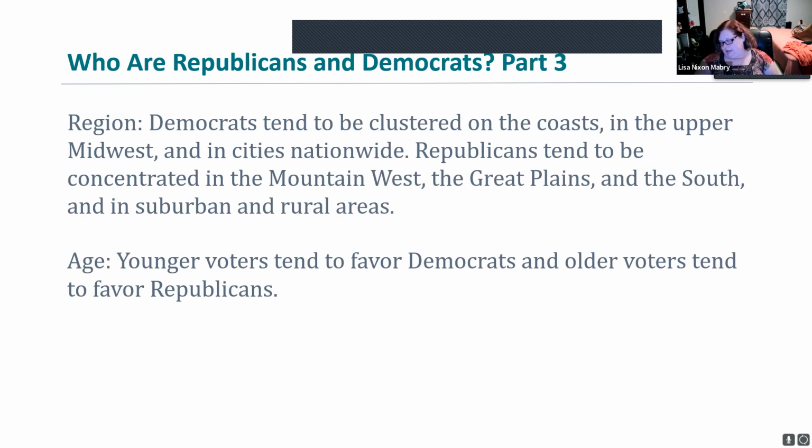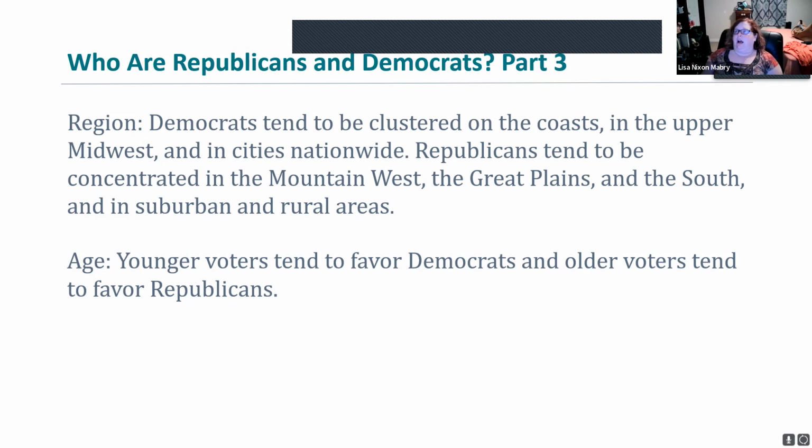Where you live is, this is of course a generalization, but just to give a general idea. Democrats tend to be more on the coastlines, so the upper Midwest, large cities, California, New York, the coastal areas. Republicans tend to be more in the Mountain West area, the middle of the country and the Great Plains, like Kansas, that kind of thing. And of course in the South and in more suburban and rural areas. So that's not a surprise if you've ever paid attention to an election, because that's how it always works out.